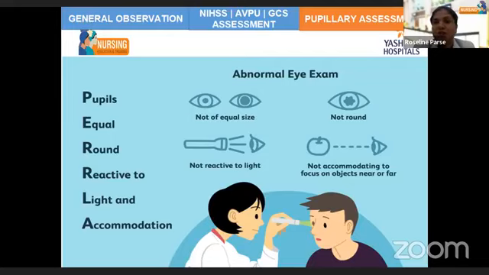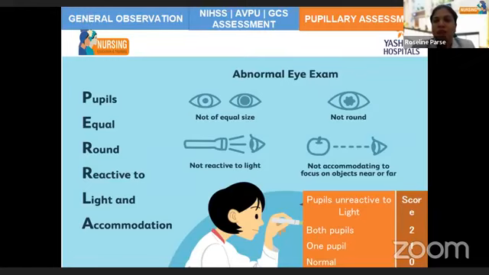So coming to the abnormal pupillary reaction, if you see in the picture, the one on the right is bigger than the left. So this is unequal size. This is an abnormal reaction. When you see the next image, it is not round. Then it has no reaction to light. And then it is not accommodating to an object that is far. So these are some abnormal responses of the pupil.